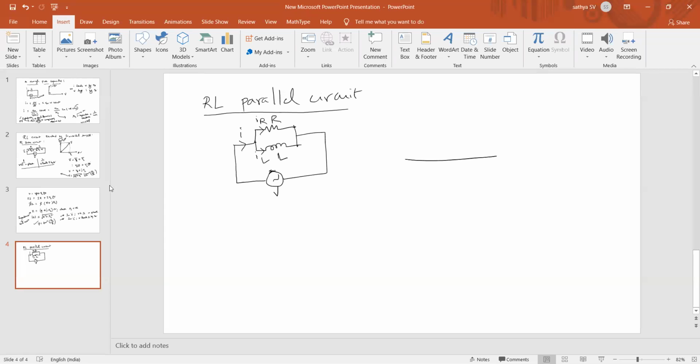Why voltage? Because voltage is constant in a parallel combination. Whereas in series, what is constant is current, so we consider current as the reference in a series circuit, as in the last circuit. Now in the parallel connection, voltage is constant. So the constant value should always be considered as the reference parameter. Here the reference parameter is voltage, since it is a parallel circuit.